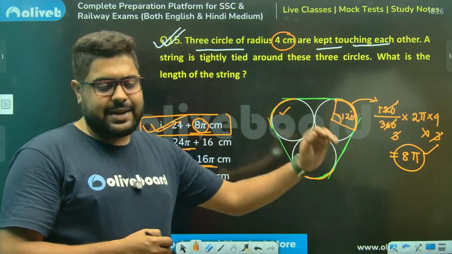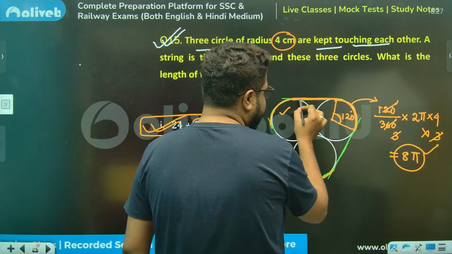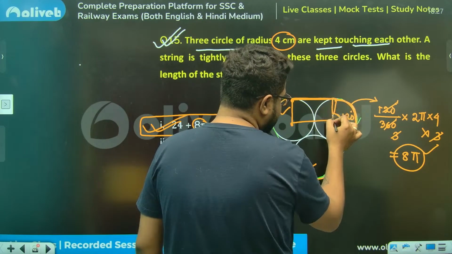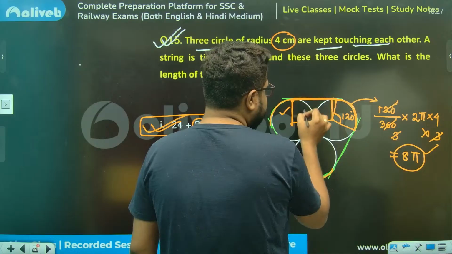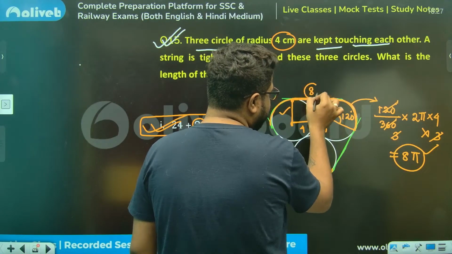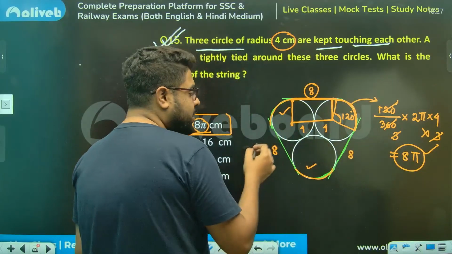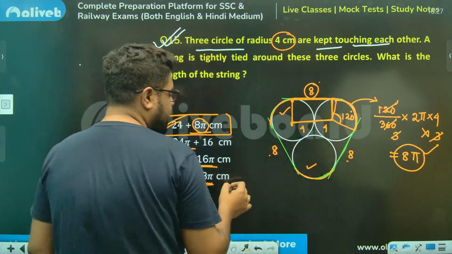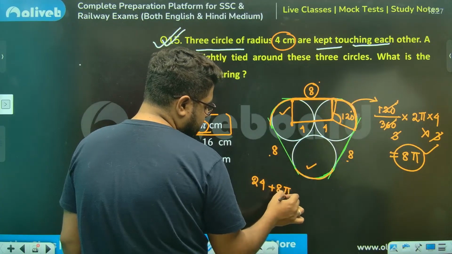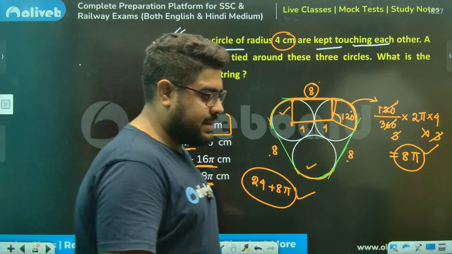But still, let's understand. Now, the job remaining is to find this length. Sir, kaise aayega? This is radius, this is also radius. So 4 and 4, meaning this is 8. This is 8, this is 8. So 8, 8, 8 totals 24, plus this 8 pi. Sir, that itself is your answer, option number 1.